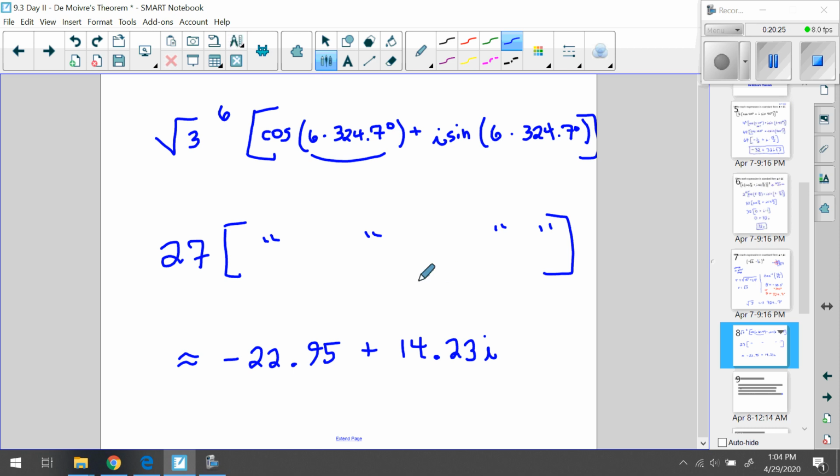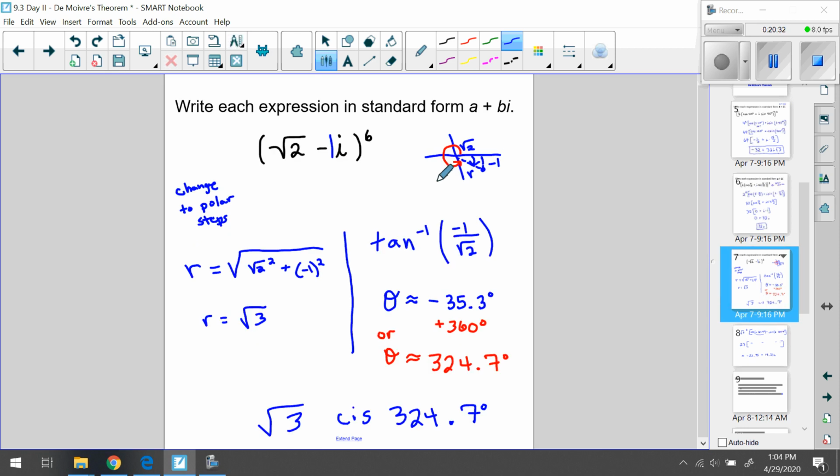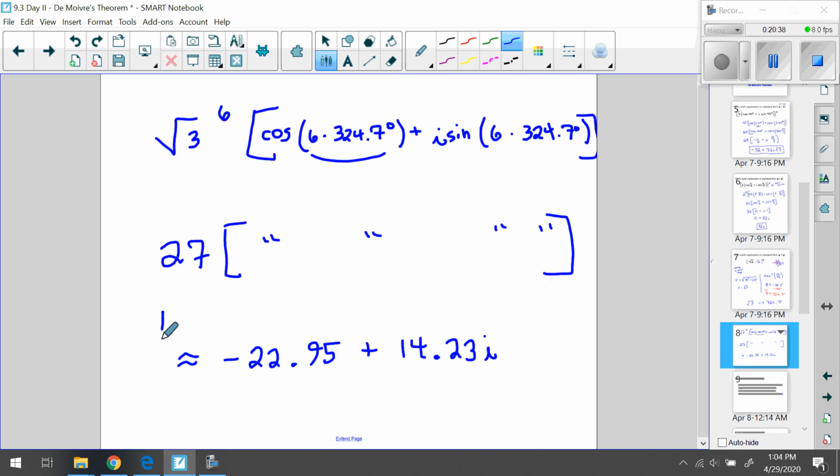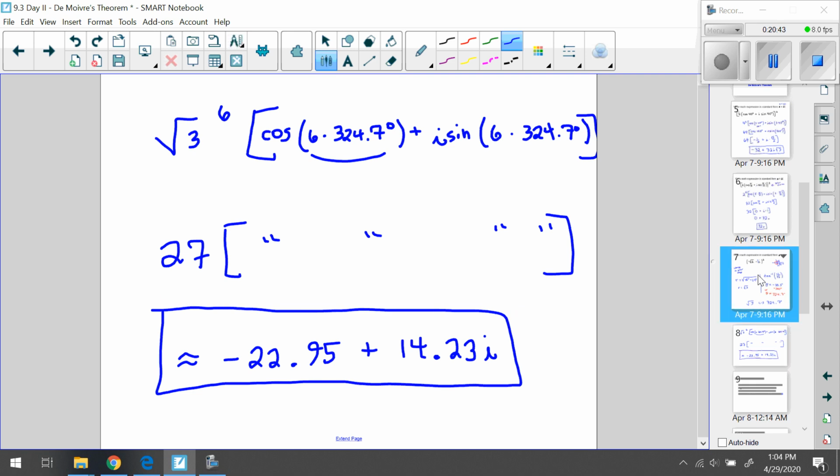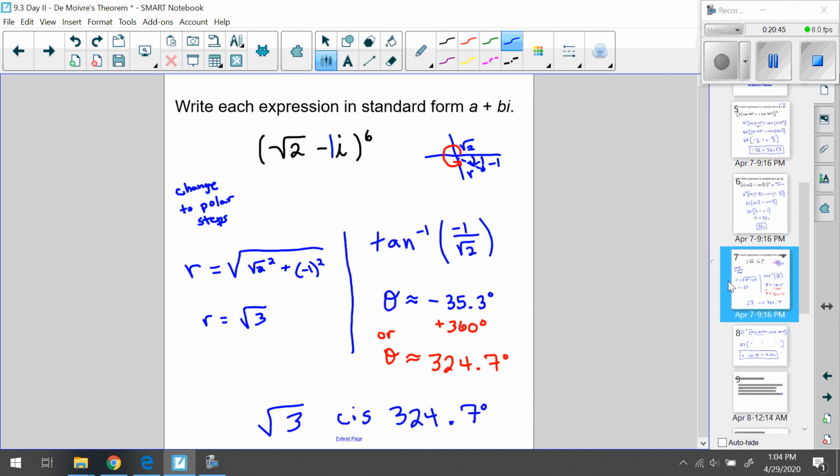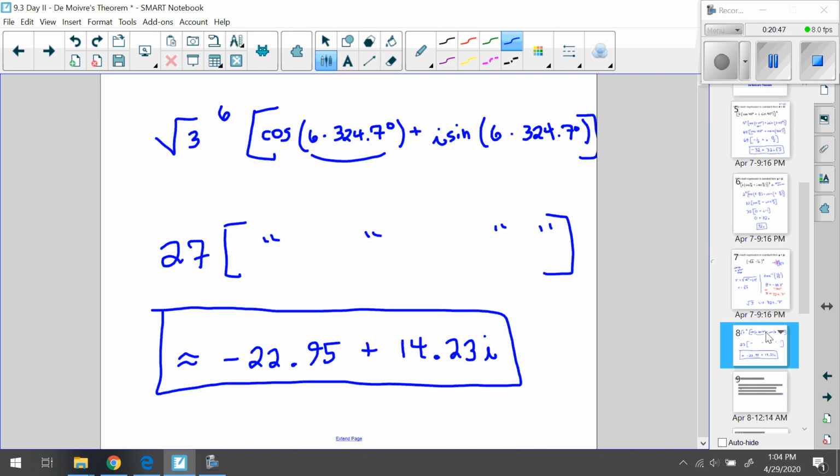All right, so again, just to not lose sight of what we just did, we've taken a complex number and we've raised it to a power. So that's what this resulting number is: it's that original complex number that was given to us, root 2 minus i, raised to the 6th power, and we've given our answer in the a plus bi form.